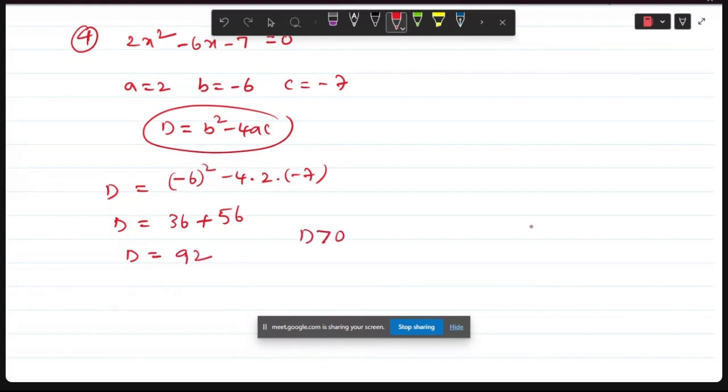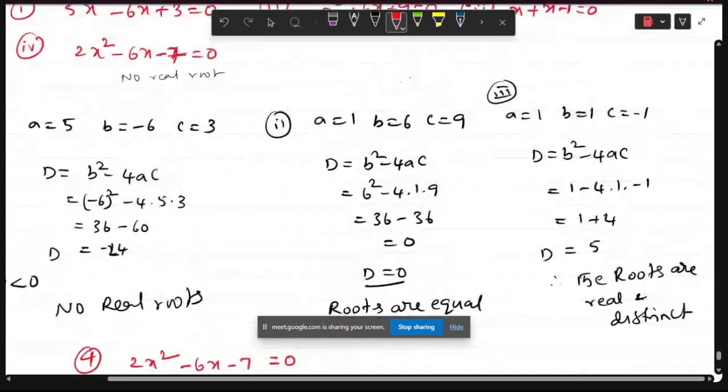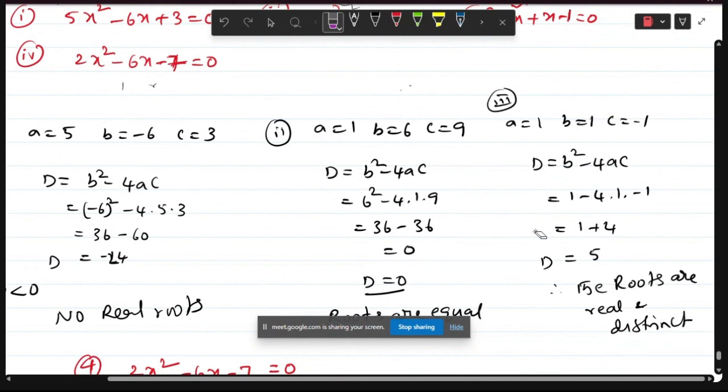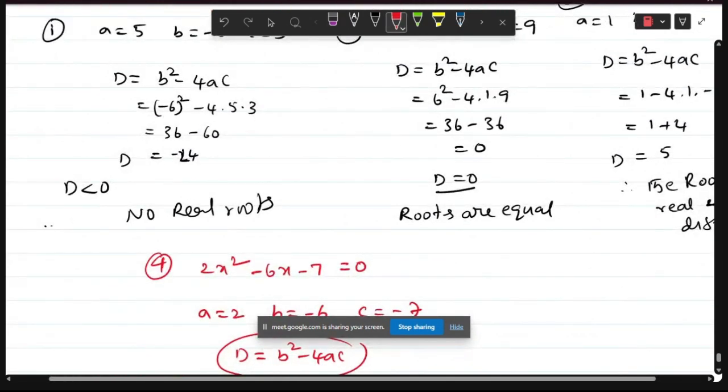So therefore D is greater than 0. Therefore the roots are real and unequal. Real and unequal are distinct. Yes, correct, ma'am. Very good, ma'am.